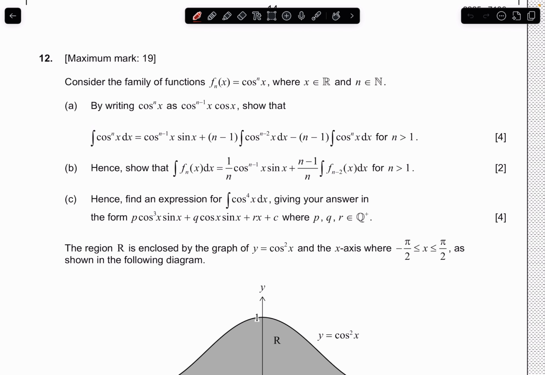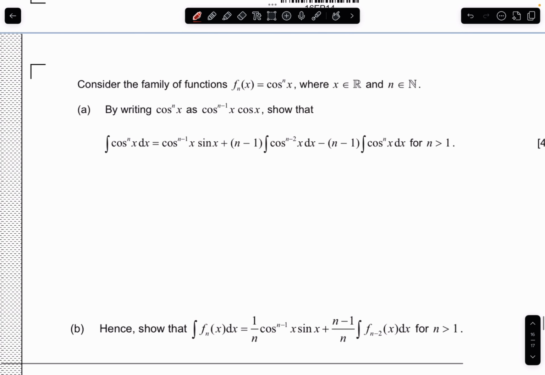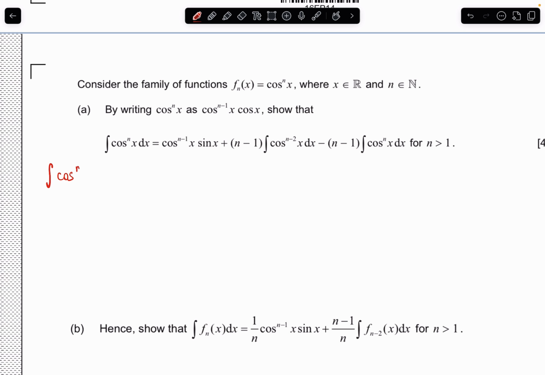By writing cosine nx as cosine (n minus 1)x times cosine x, show that... Okay, so essentially what's required for us to do here is write cosine nx in this form and then perform integration by parts in order to get the result that we have here. I've copied and pasted the question here to get a clearer look. When I write cosine nx as cosine (n minus 1)x cosine x, it is going to be very easy for me to do a substitution.